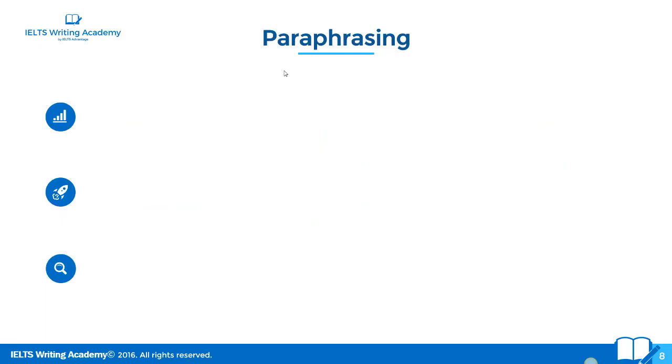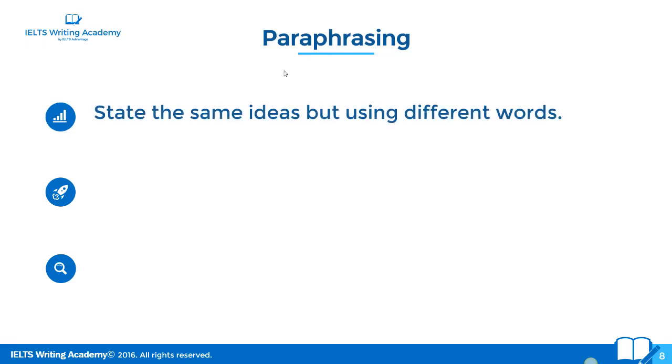So let's look at each of these three main elements in more detail. So paraphrasing: basically state the same ideas but using different words. Okay, so you're not going to copy the words, but you're going to copy the ideas. All right, so you're going to state the exact same thing but using different words. And we can do this by using synonyms. So synonyms are words that mean the same thing but are different words, like man and male, female, woman. All right, means exactly the same thing but different words.